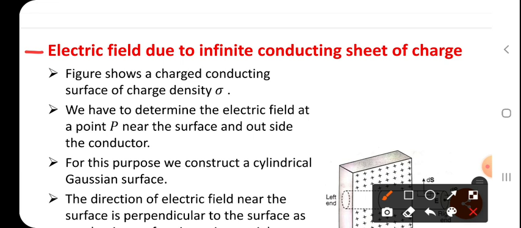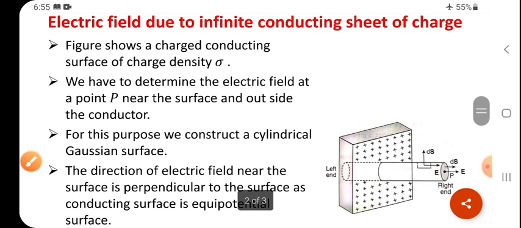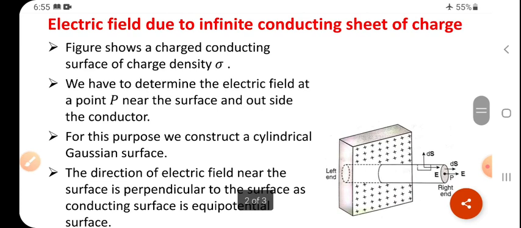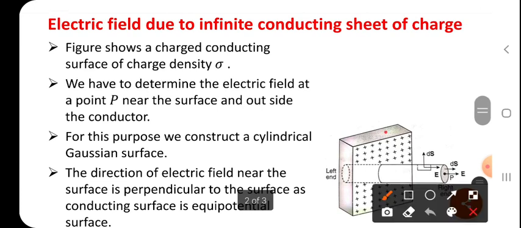Now today's topic is electric field due to infinite conducting sheet of charge. So what is a sheet? It is an infinite sheet like this, and it is a conducting sheet, meaning it is a conductor. That is the meaning of this. The figure shows a charged conducting surface of charge density rho.